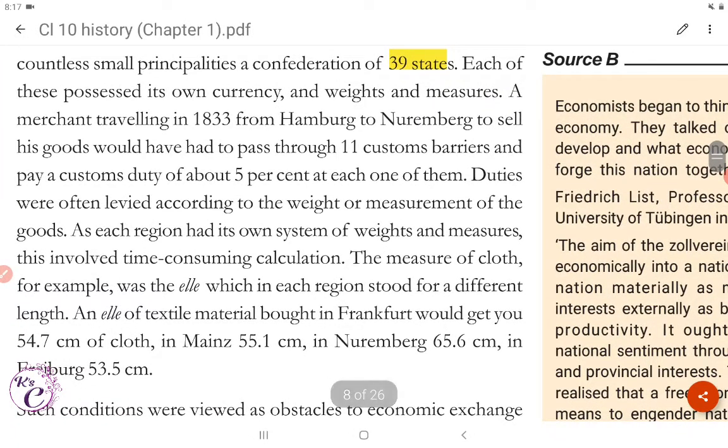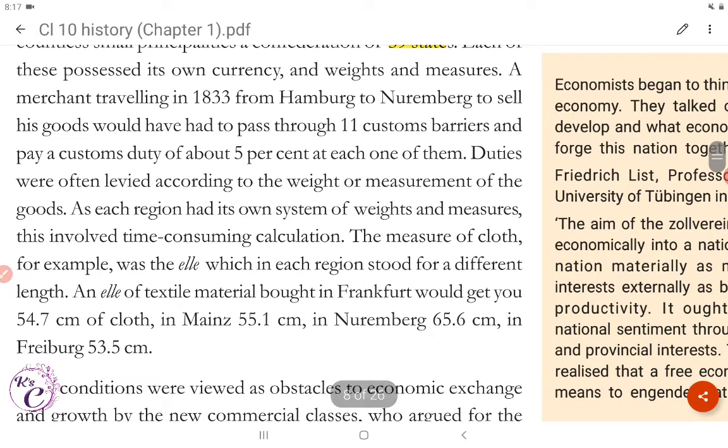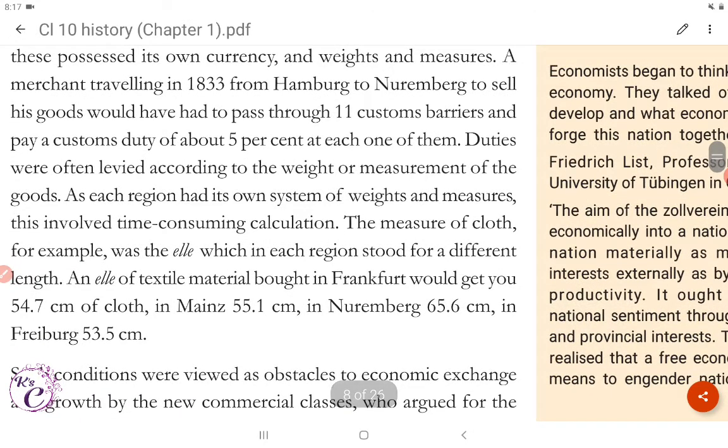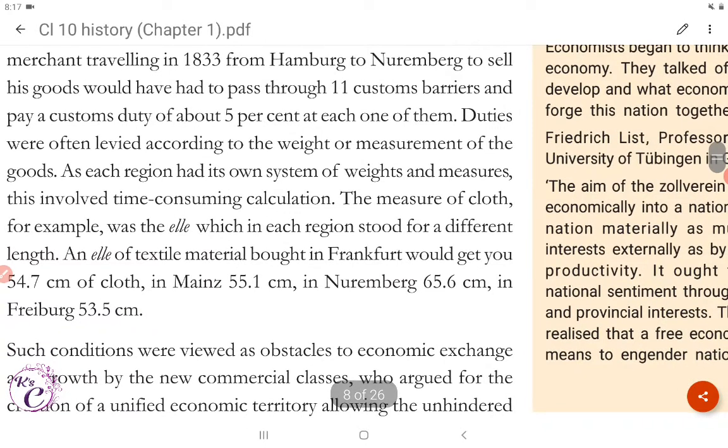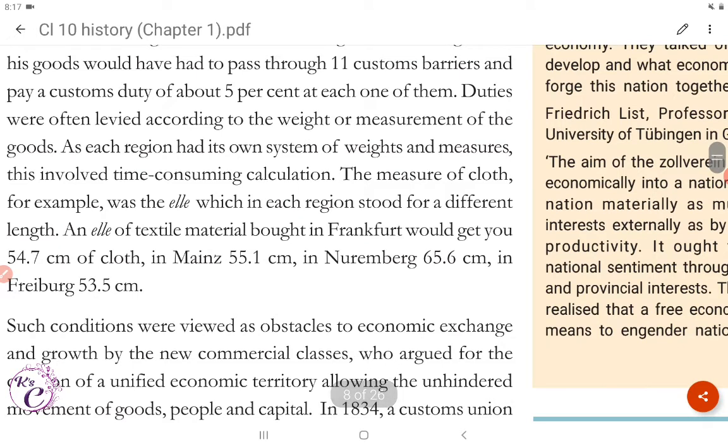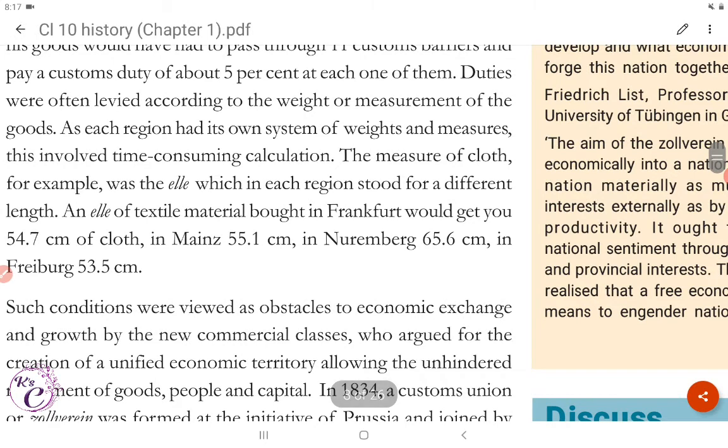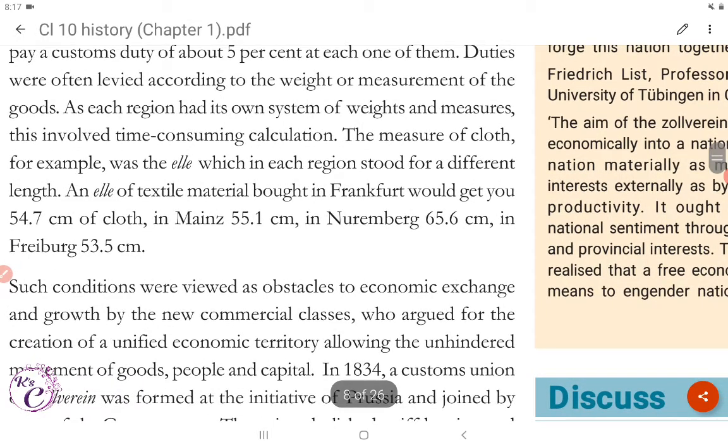A merchant traveling in 1833 from Hamburg to Nuremberg to sell his goods would have had to pass through 11 customs barriers and pay a customs duty of about 5% at each one of them. Duties were often levied according to the weight or measurement of the goods. As each region had its own system of weights and measures, this involved time-consuming calculations.